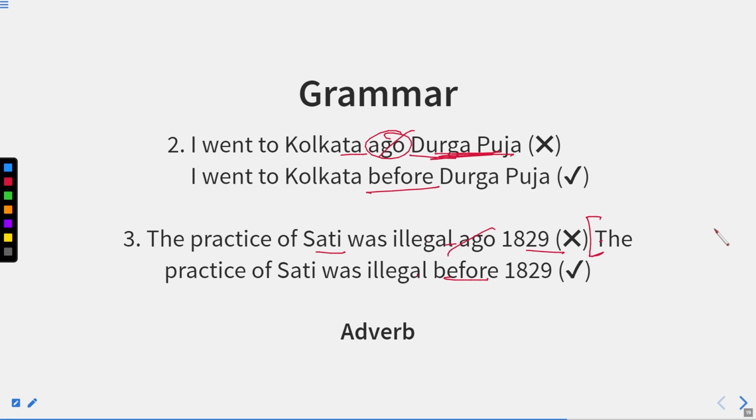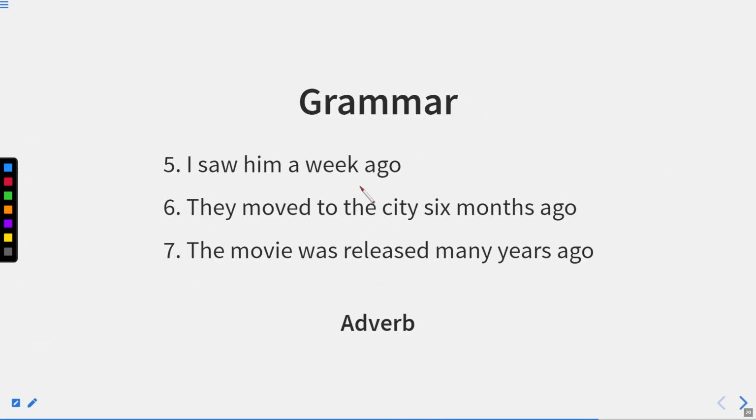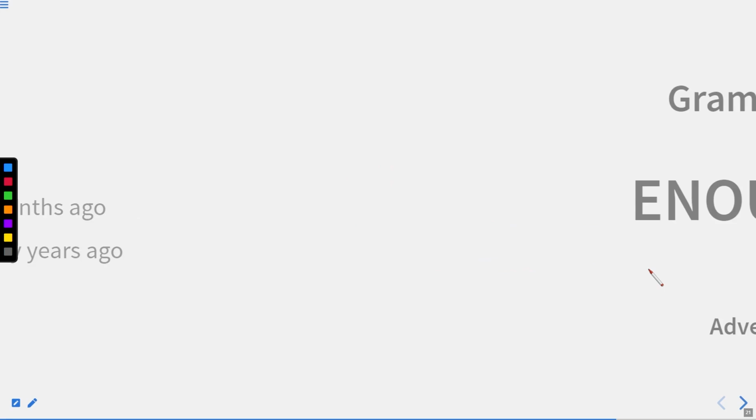So this is basically a typing mistake. Well, leave it. So the correct sentence will be: the practice of sati was illegal before 1829. Now let us move to the next one. I saw him a week ago. This is right. They moved to the city 6 months ago. The movie was released many years ago. So these sentences are absolutely correct. Now let us move to the next one.